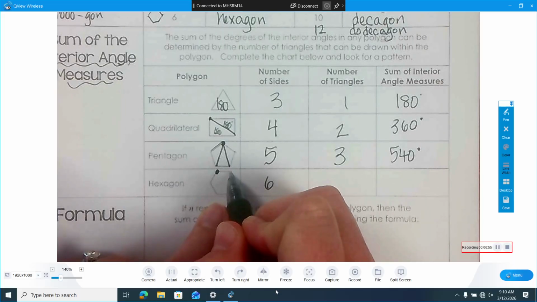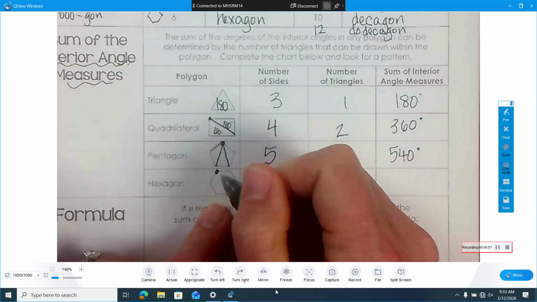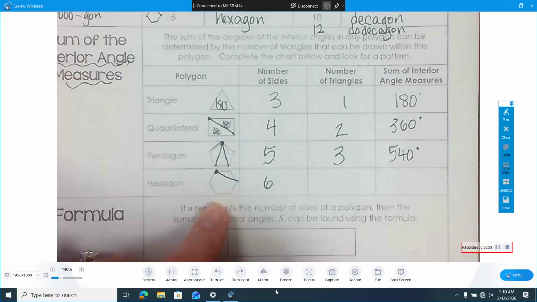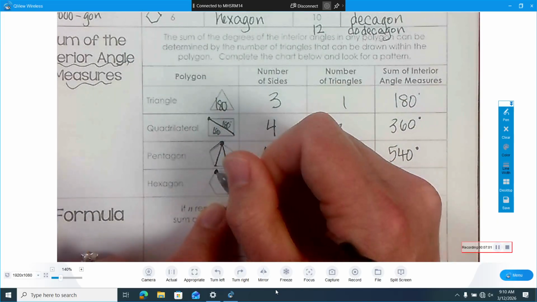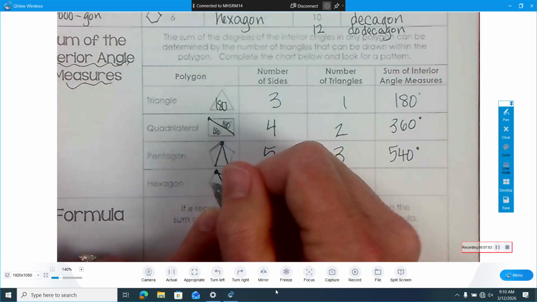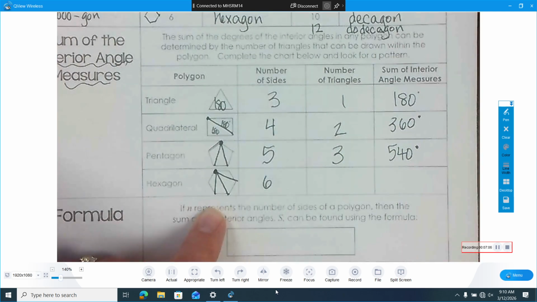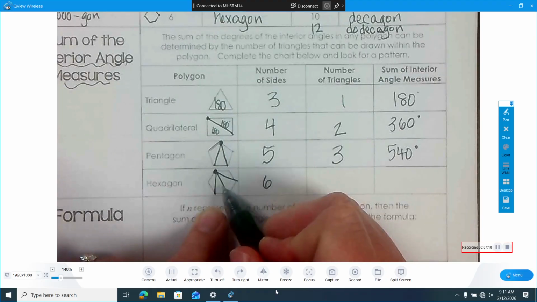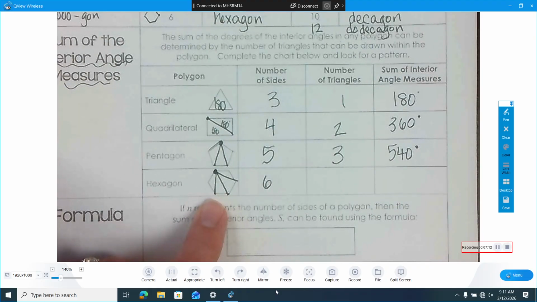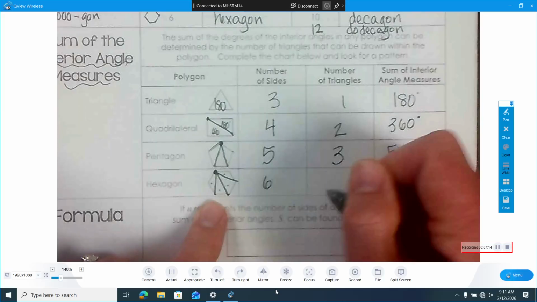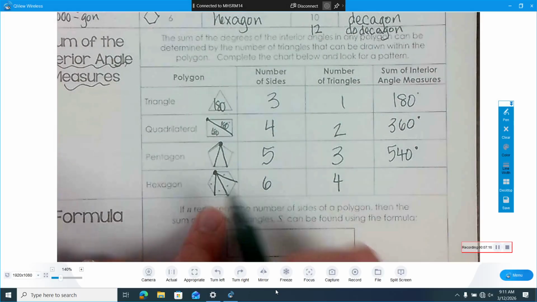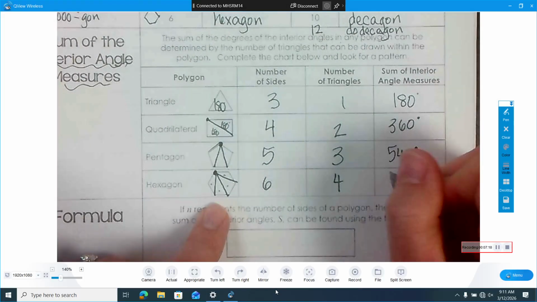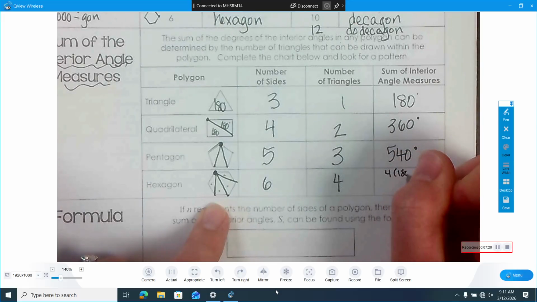Here we go. I can't draw this first line. That's a side of my polygon. So I can go to here. There's 1. I can connect here to make another triangle. I can connect here to make another triangle. And that last one is a side of my polygon. So how many triangles do we have here? 4. 1, 2, 3, 4. 4 triangles, and each one of those has 180. So what is 4 times 180?